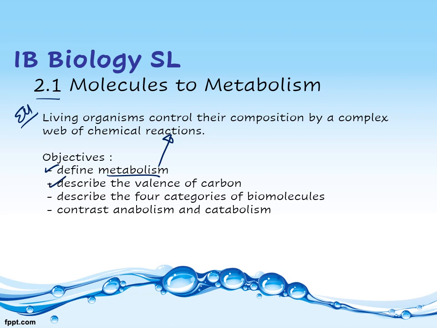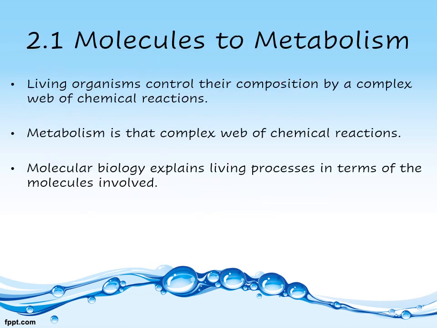We're going to also talk about some of the chemistry of carbon and why it's the basis of living things. We're going to describe the four categories of biomolecules. We have carbohydrates and lipids and proteins and nucleic acids. We're going to also contrast the two sides of metabolism, anabolism and catabolism. Our essential understanding, again, is that living organisms control their composition by a complex web of chemical reactions.